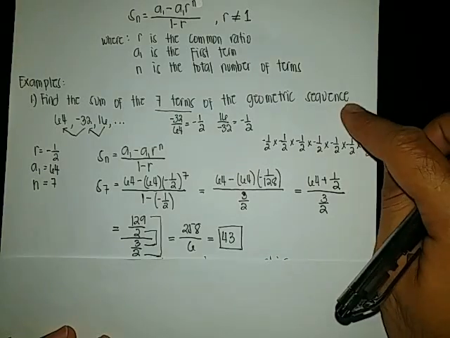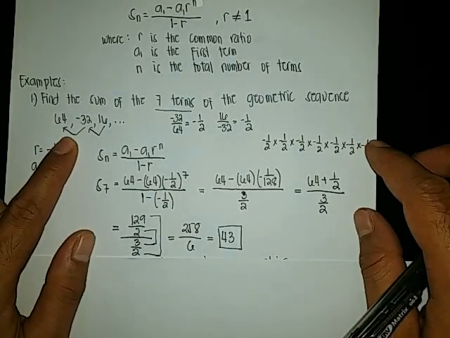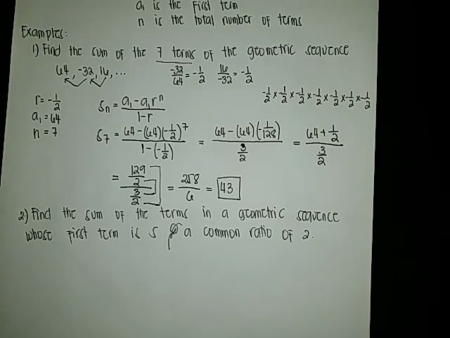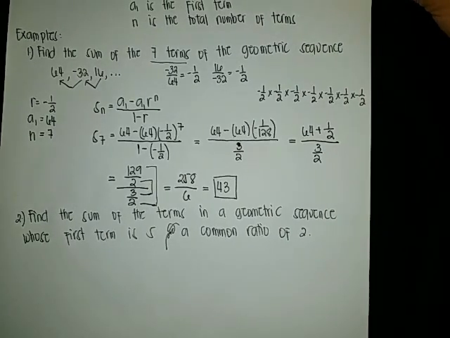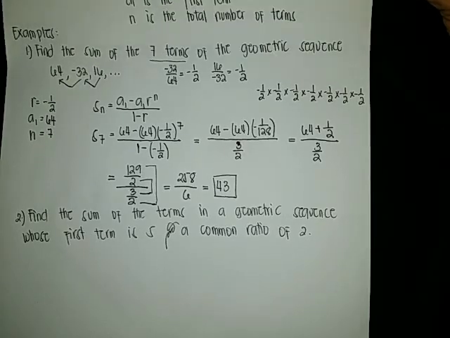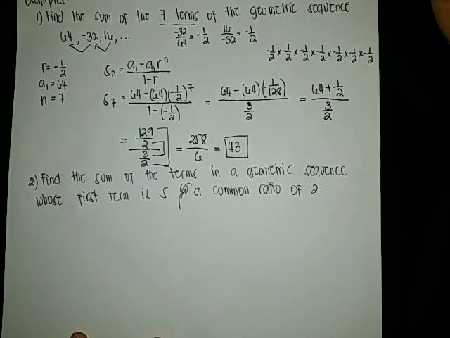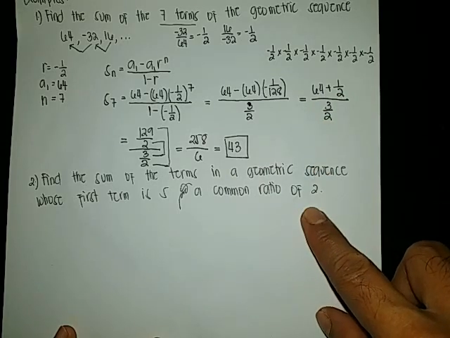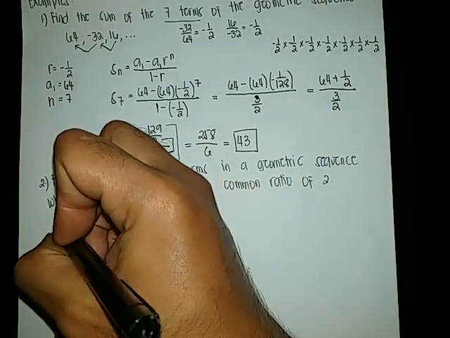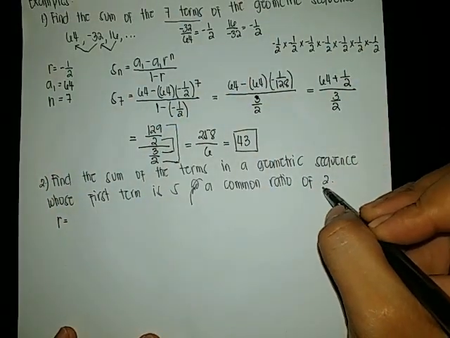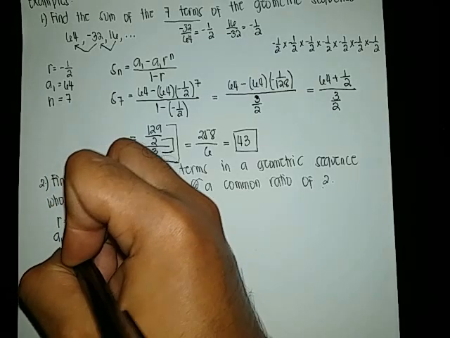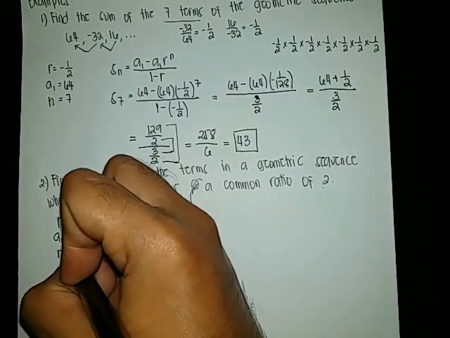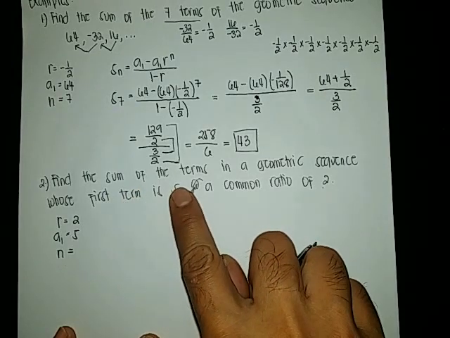So, the sum of the 7 terms of this geometric series will be equal to 43. Next example. Find the sum of the 10 terms in a geometric sequence whose first term is 5 and a common ratio of 2. This is a bit easier than the first one because our common ratio is already given. So, our common ratio is 2, a sub 1 or the first term is 5, then n is the total number of terms.